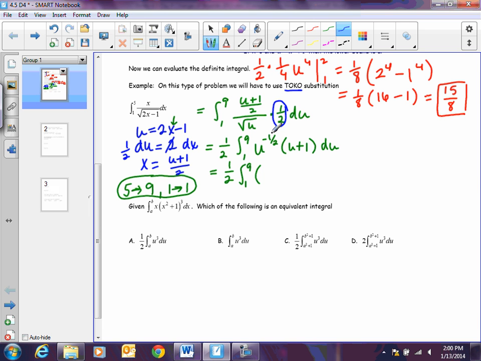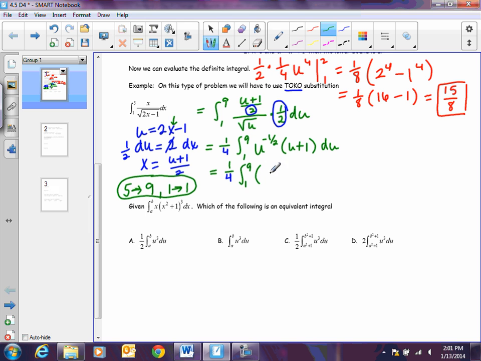So the 1/2 moved to the front. This is also a 1/2. So what number really should be in the front? 1/4. Thank you for keeping me on my toes. Actually, I'm going to erase that. 1/4. 1/2 times 1/2, that's 1/4 for both of these halves.